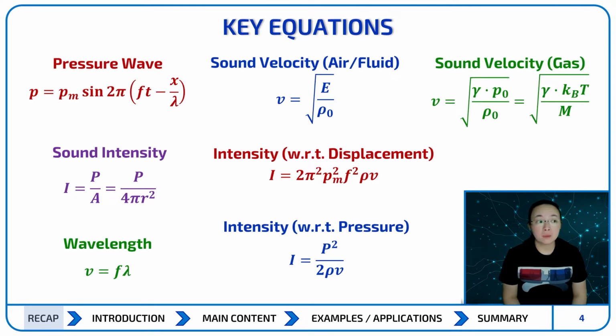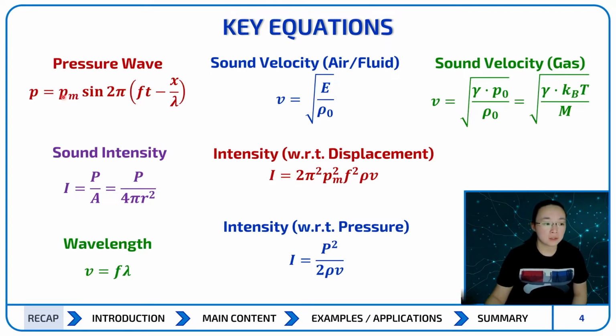So some of the key equations that we learned in the previous lecture had to do with pressure waves. So a sound wave is a pressure wave, and it can be represented by the following equation over here. You also have sound velocity in air fluid, as well as sound velocity in gas. So just keep in mind that these two equations here and here are different. There's also sound intensity, so we did learn about that.